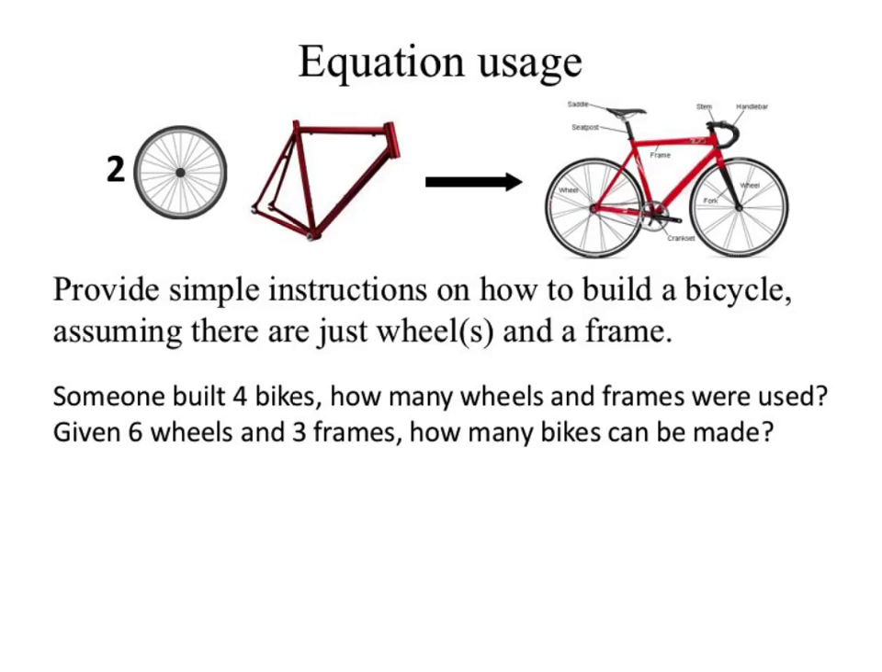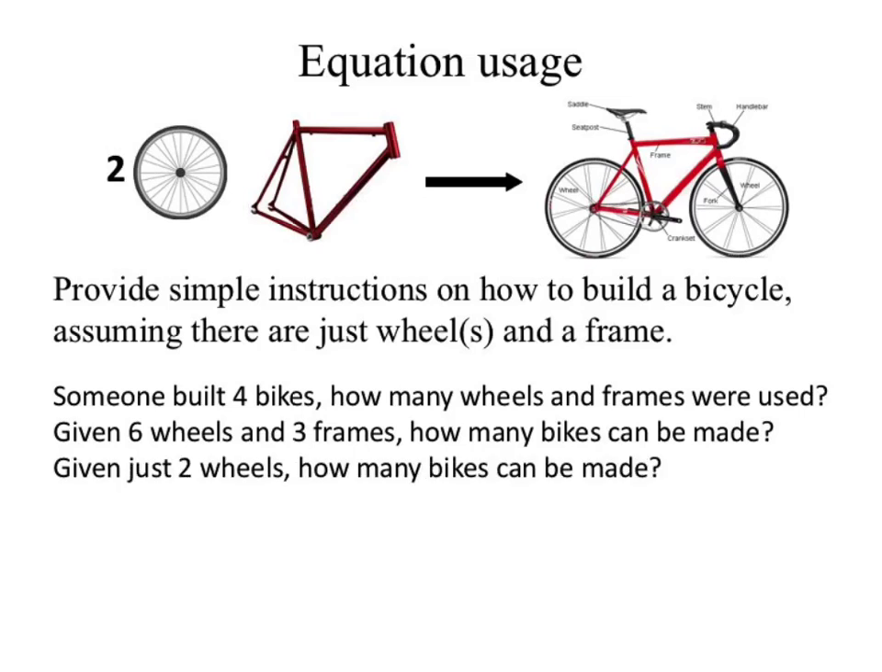6 wheels. 2 wheels make a bike, so I can divide by 2 and I get my number. 3 frames, 1 frame equals 1 bike. I'm doing my conversion to get 3 bikes. Since the numbers are the same, we get 3.